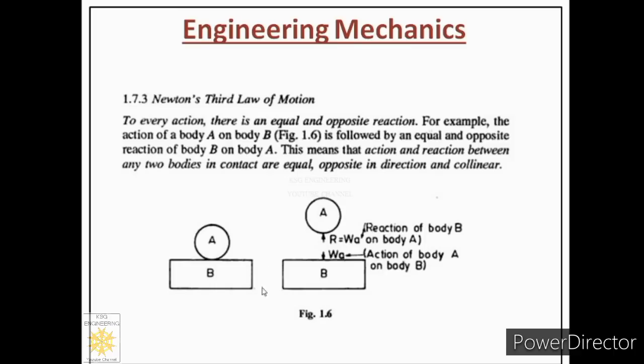So over here you can see one example is shown. This is body A, this is body B. If we rest body A on top of body B, then this particular system will be in equilibrium only when the weight of body A is balanced by the reaction provided by body B. You can see the weight of body A is acting in the downward direction and body B is giving it an equal and opposite reaction R. So this system will be in equilibrium. So to every action there is an equal and opposite reaction.